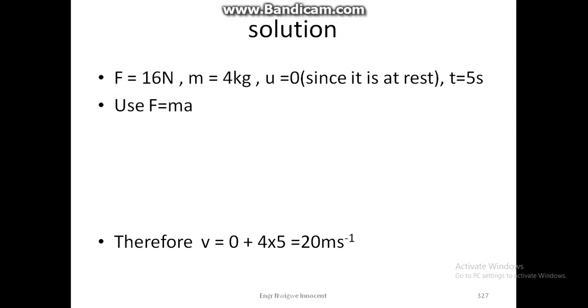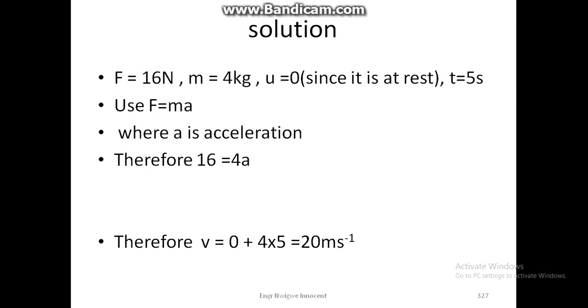Using the formula, F is equal to mass times acceleration, where a is the acceleration. Therefore, 16, which is the force, is equal to 4a. Making a the subject of the formula, you have 16 over 4, which will now give us a to be 4 meters per second squared.